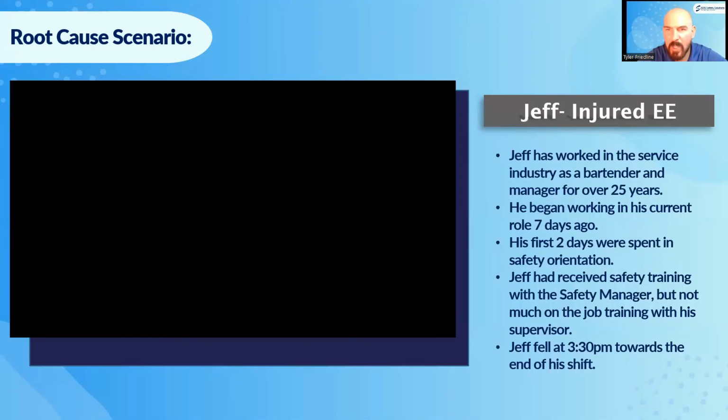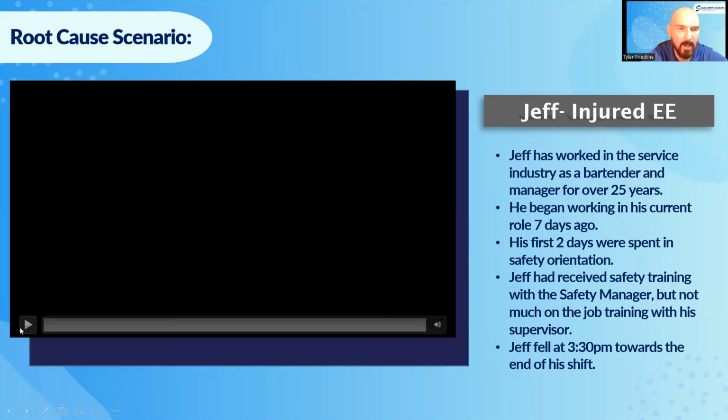So first up, we have Jeff. He's the injured worker. He worked in the service industry as a bartender and manager for 25 years. He began working in his current role 7 days ago, so he's a new employee. His first 2 days were spent at safety orientation at his new job, and he received the training with the safety manager, but not much training from his supervisor. And Jeff, unfortunately, was working from a ladder and fell at 3:30 p.m. towards the end of his shift and fractured a femur.